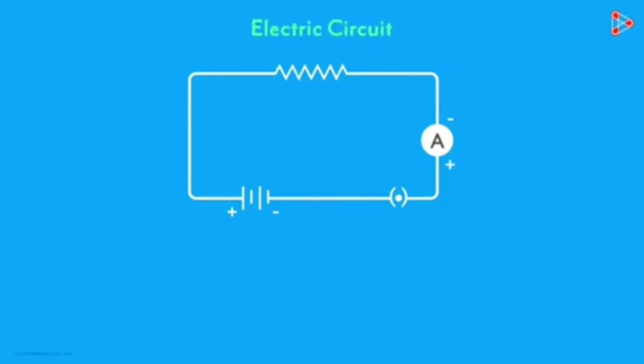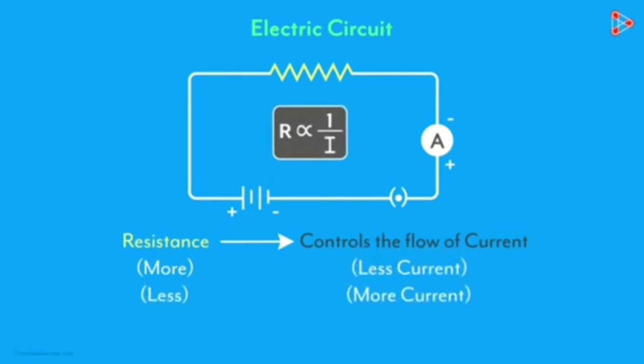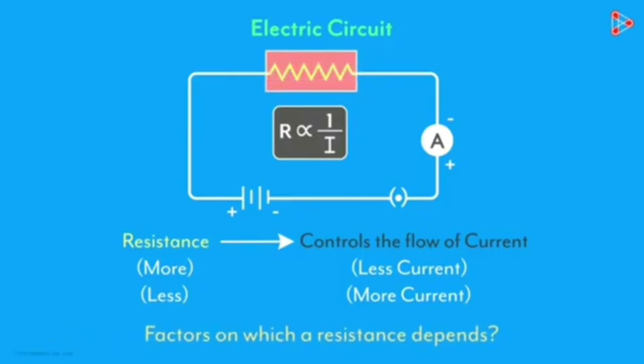So here, in an electric circuit, the resistance is nothing but an obstruction to the flow of current. So the more the resistance, the less the current, and the less the resistance, the more the current we can expect. So when a cell is connected, greater the resistance, lesser the current. Now let us see what are the factors that can influence the resistance of a conductor.